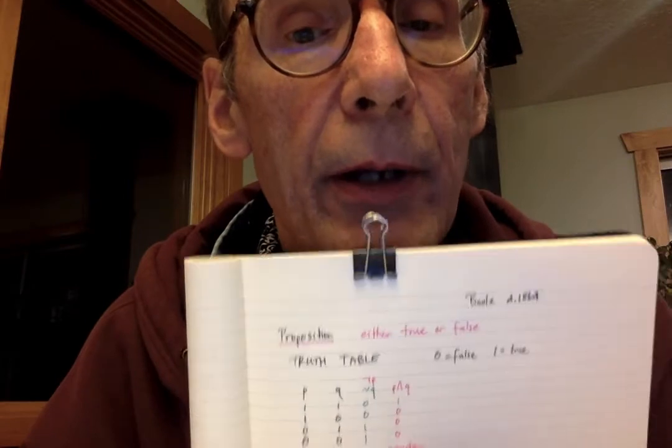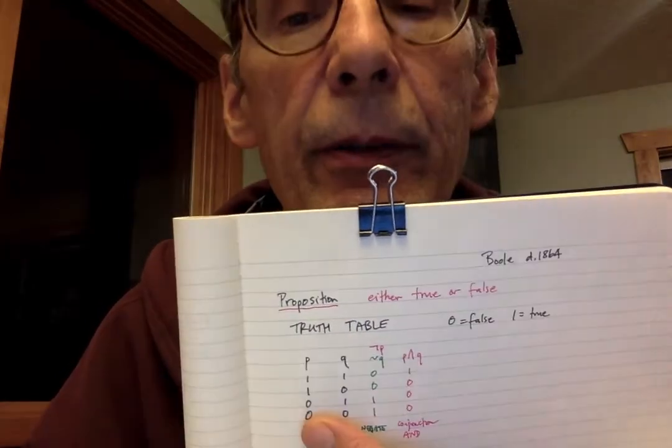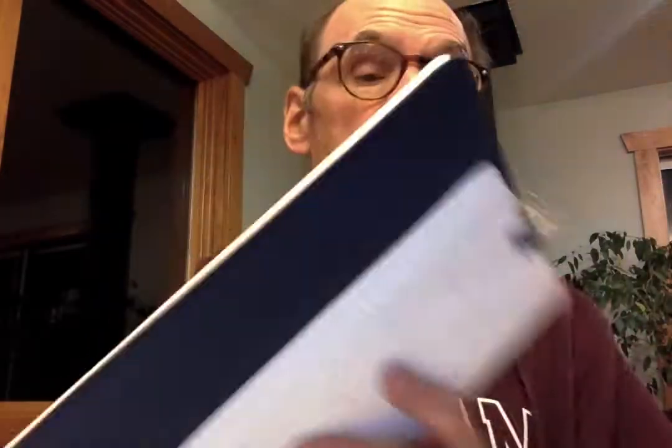This kind of looks like binary multiplication, doesn't it? 1 times 1 is 1, 1 times 0, 0 times 0, 0 times 0. Okay, there's something to that. So that is conjunction.